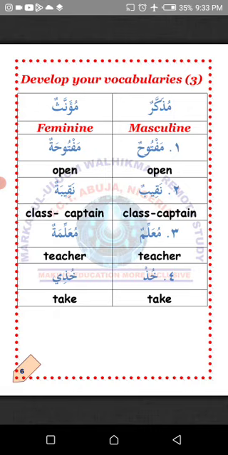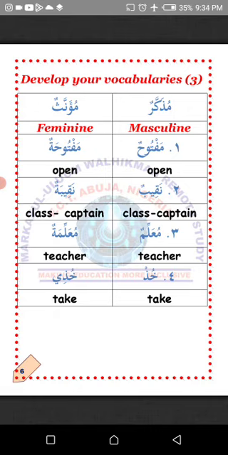Ithnan, number 2. Naqib. Who is النقيب? هو النقيب الفصل. He is the class captain. But هي نقيبة الفصل. She is the class captain. نقيب مذكر, نقيبة مؤنث.